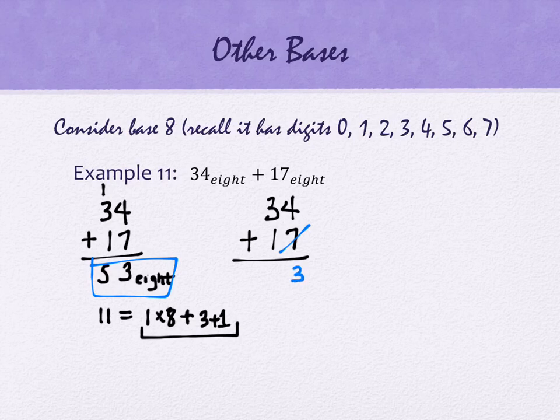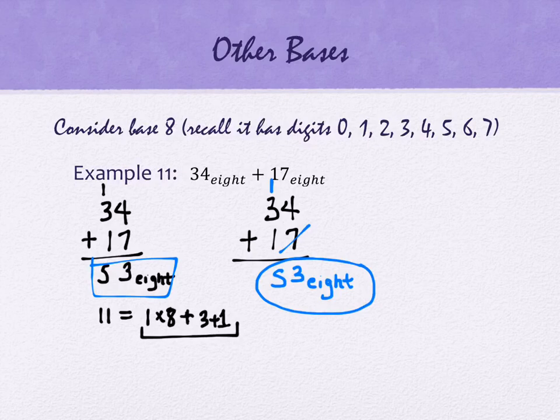And then again, I look at the 1s column, and I ask myself, how many times did I scratch? Obviously, just once here. So I carry that 1 from that 1 scratch over. And then I have 1 plus 3 plus 1, which is 5. So we end up with a 5 in the 8s column, and this is 5, 3, base 8. All right, so we'll stop there today.